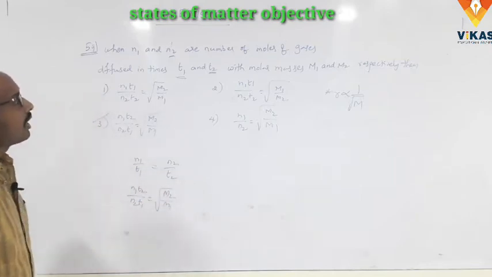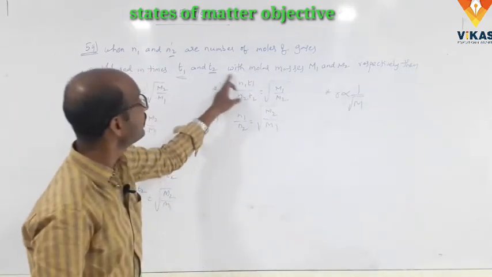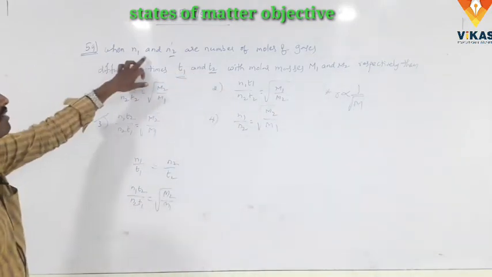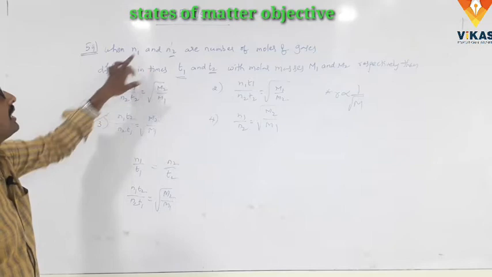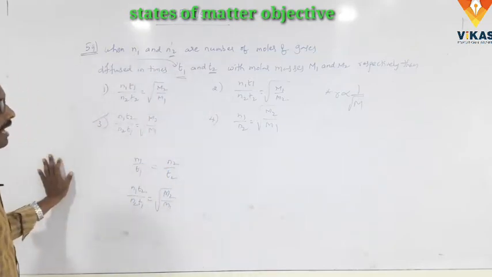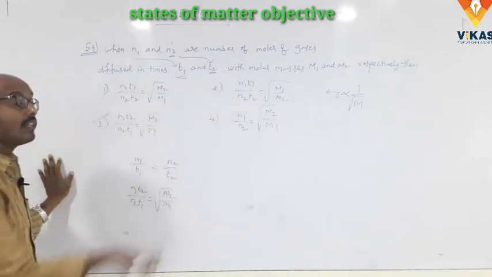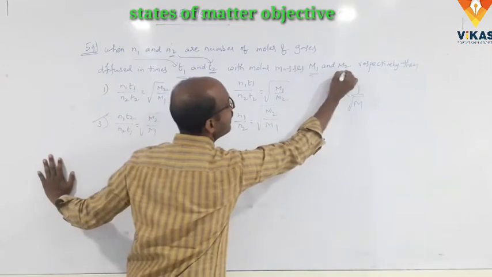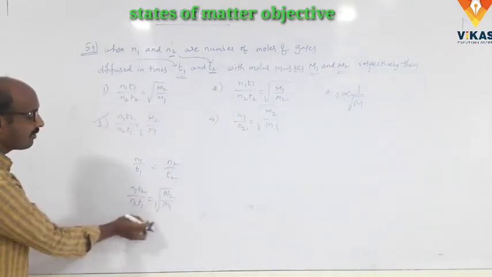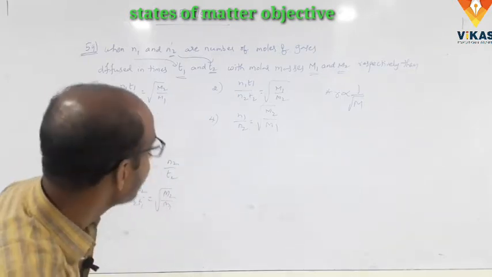Why is it equal to M2? Based on R is directly proportional to 1 by root m, here with molar masses M1 and M2 respectively. Clear? When N1 and N2 are the number of moles of gases, N1 moles of gas diffused in time T1 and N2 gas diffused in time T2 with molar masses M1 and M2. Finally we get N1 T2 by N2 T1 equals under root of M2 by M1. Clear? And next one.